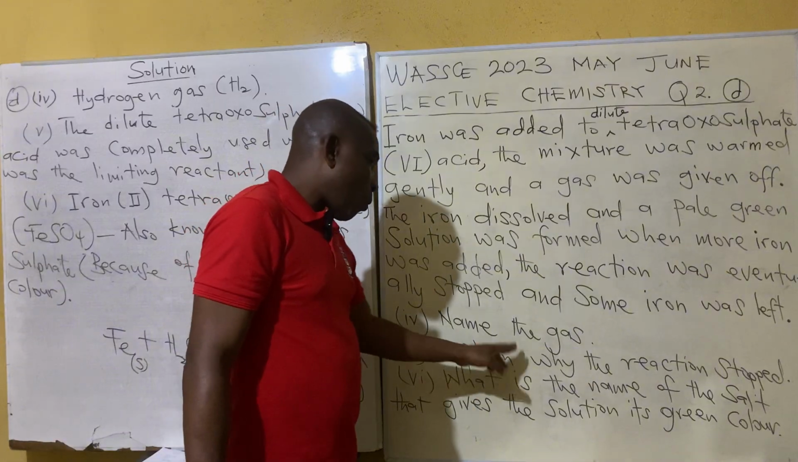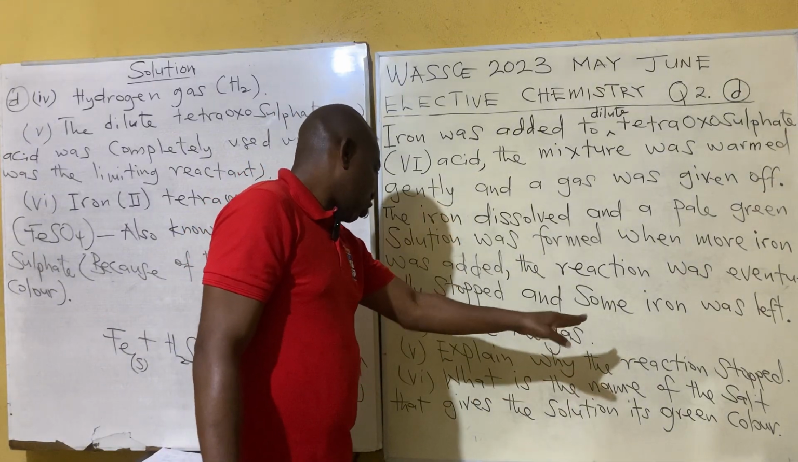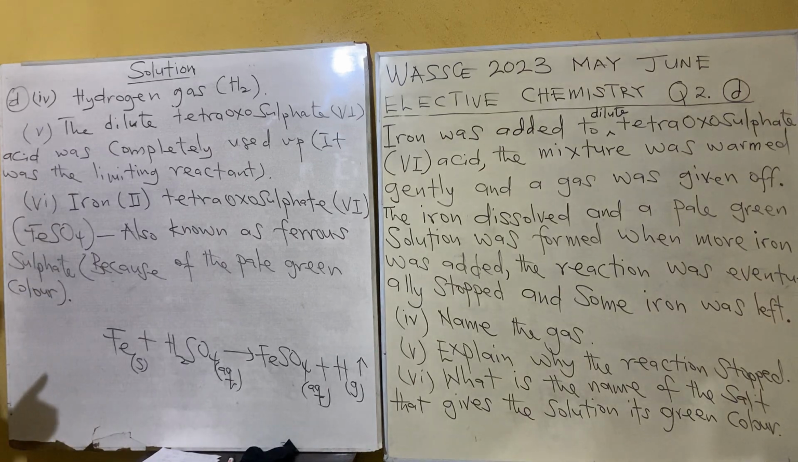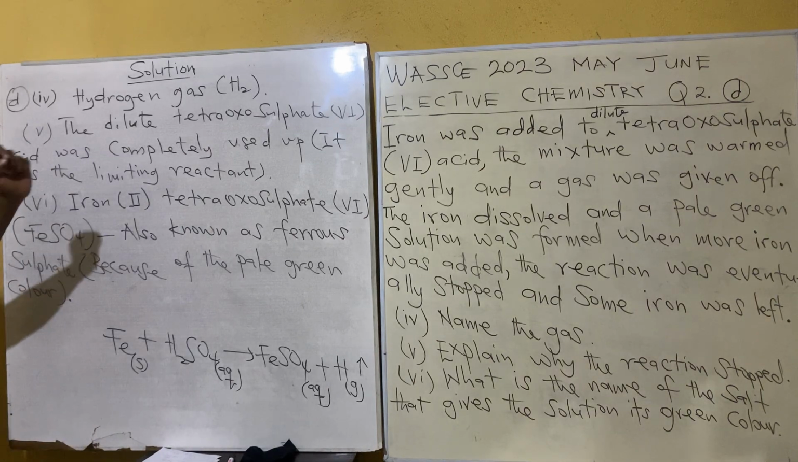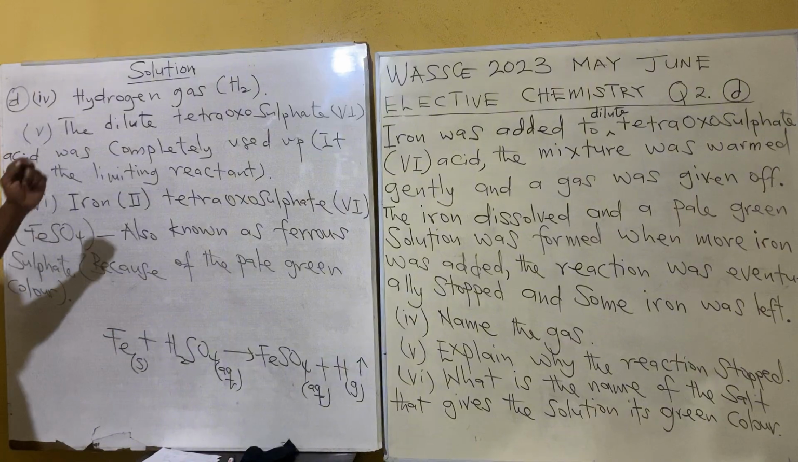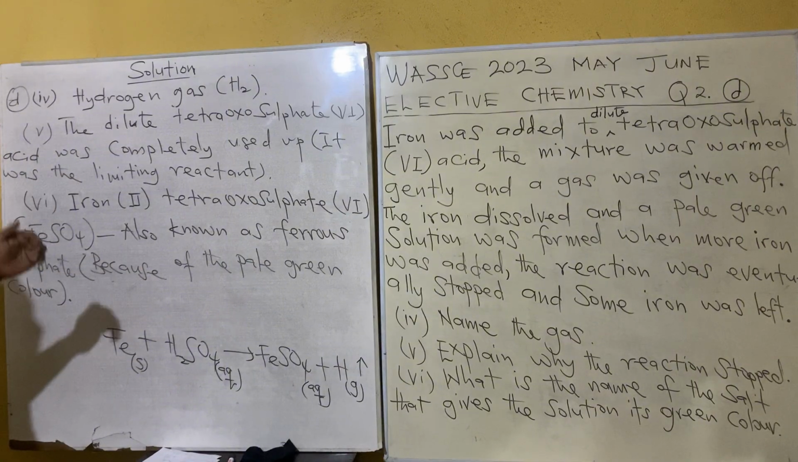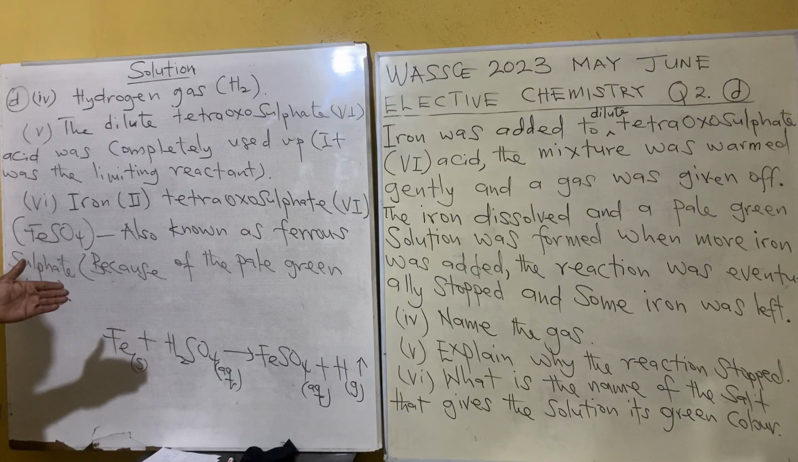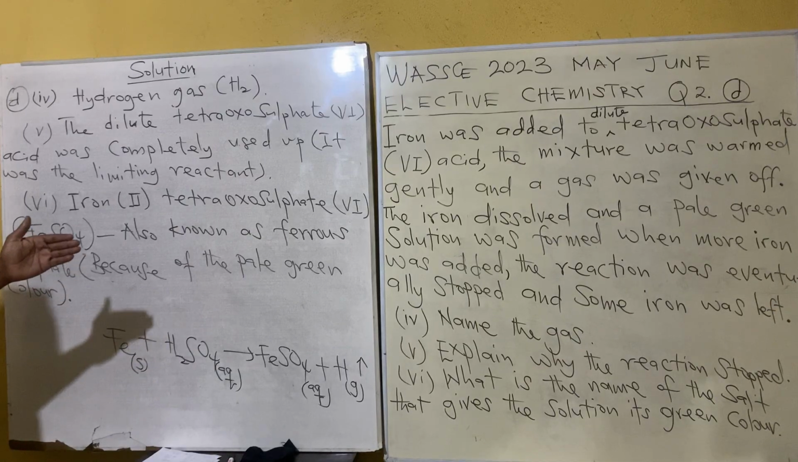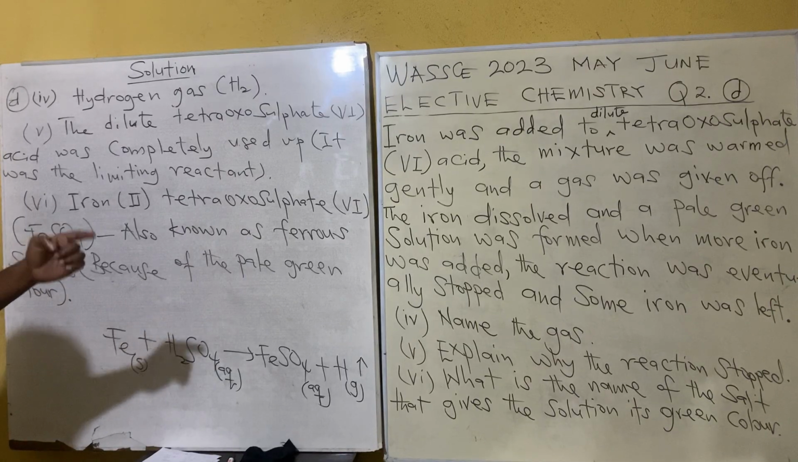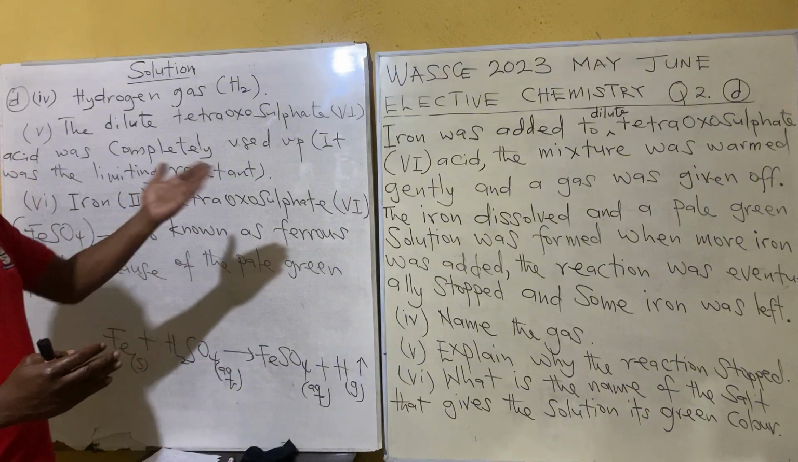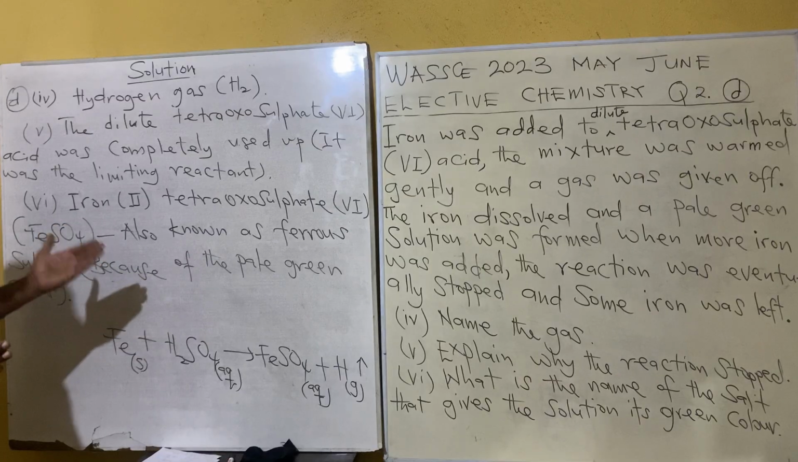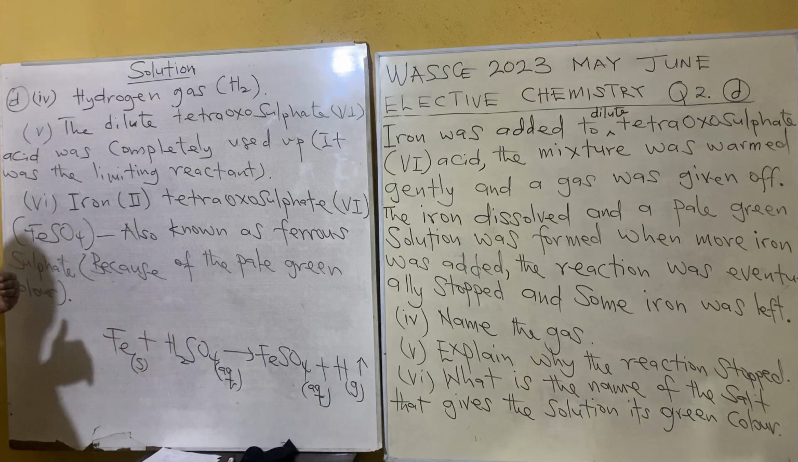V, explain why the reaction stopped. Now we have dilute tetraoxosulfate 6 acid, and then iron was placed into it. They keep on placing iron into it, and it got to a point the reaction stopped. This was because the dilute tetraoxosulfate 6 acid was used up. That was the limiting reactant. It was used up. It got finished. So that was how come the reaction stopped.